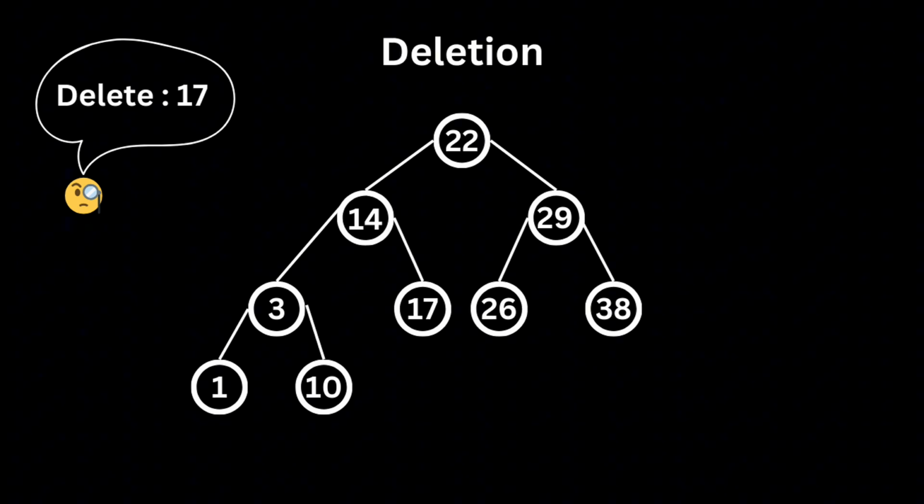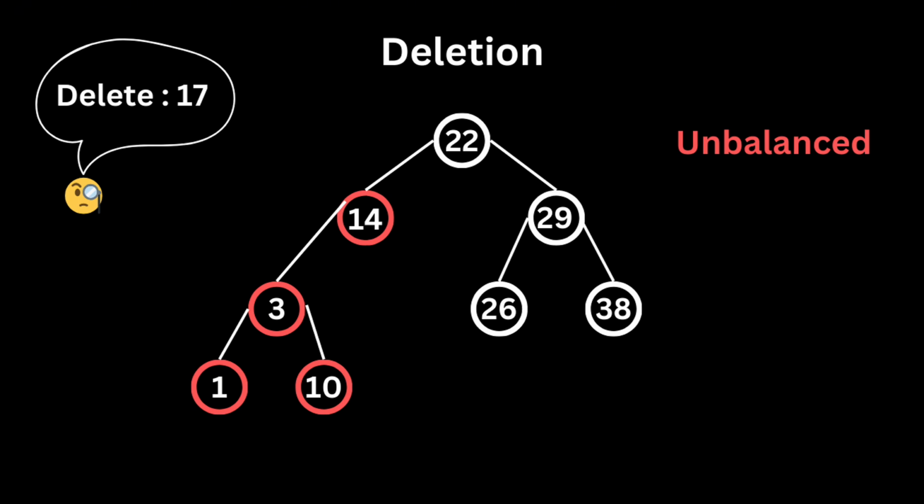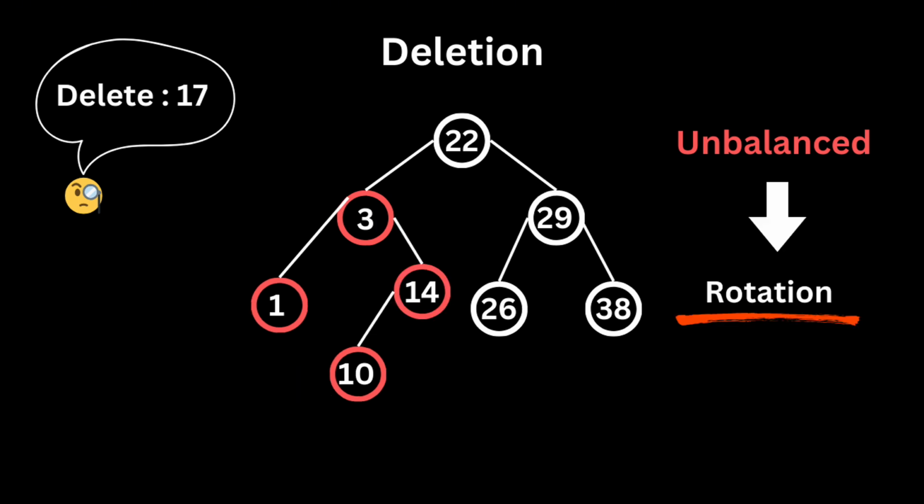Take a look at this AVL tree. We're going to delete the number 17 from this tree. First step. We simply remove 17 from the tree. Since 17 doesn't have any children, there's nothing else we need to replace it with. Second step. Just like with insertion, we need to check if the tree is still balanced. Looks like our subtree is a bit off now, so we're going to apply a right rotation to fix it.